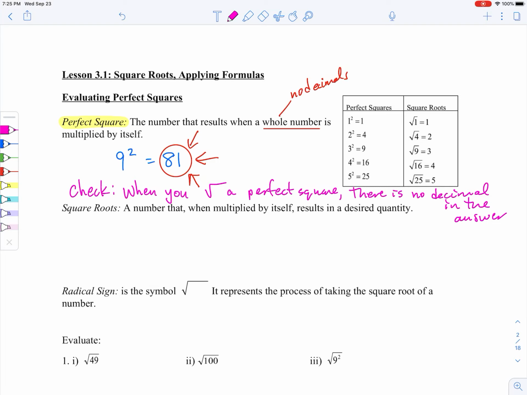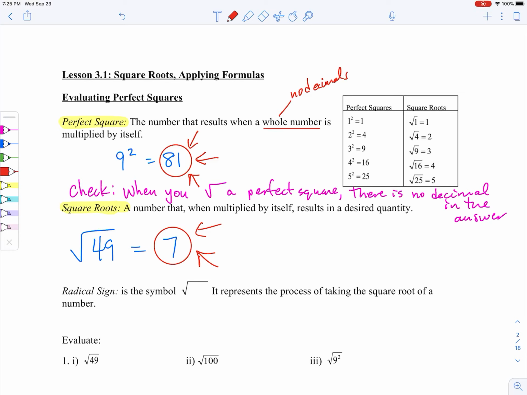Square roots, well, I've already hoped that you know what a square root is. Normally, we're just used to taking a square root on a calculator, but the definition is that a square root is a number that when it's multiplied by itself gets us the desired quantity. So if I say I've got 49 and I want to take the square root of it, then 7 is the square root of 49. So again, it's the answer that you get after you use the symbol. That is the square root.